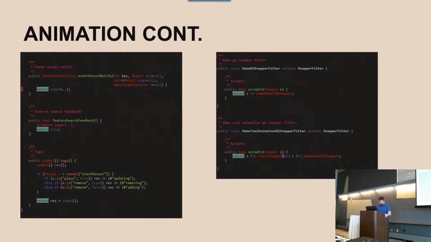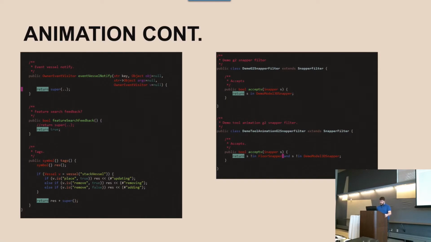Then I have two filters that I created that the vessels I created make use of. Whenever I go to the place portion of the animation, it switches to a filter that only searches for that model, the snapper that I created, and then by default it is looking for anything other than my demo model snapper.